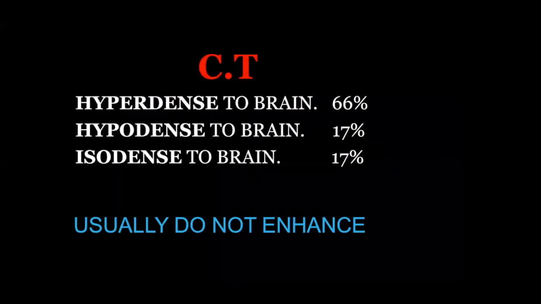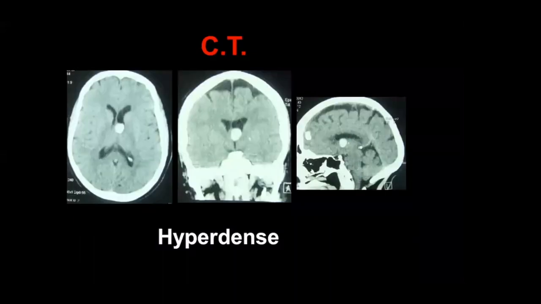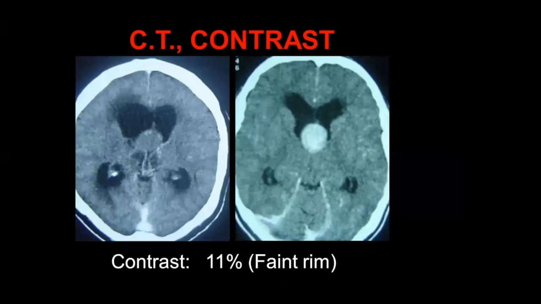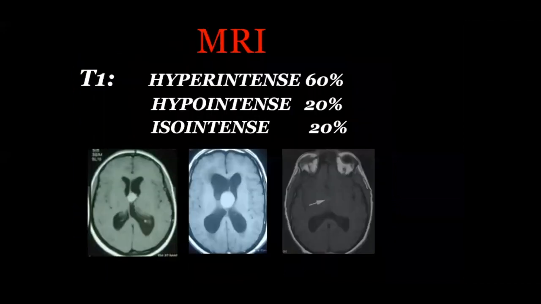The radiology of these cases, and what I'm going to show is my cases. On CT, most of the time they will appear hyperdense, but they could be isodense or hypodense. They usually don't enhance. Do they take contrast? Rarely so, but some of them would take, like this one.